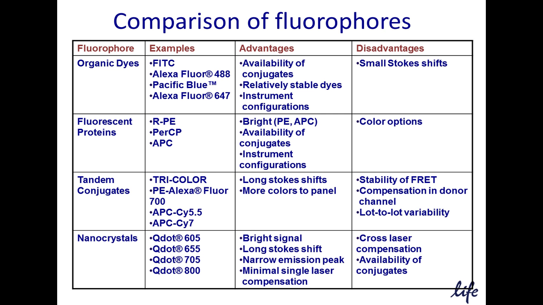Fluorescent proteins are bright, here PE and APC. They are available in a variety of conjugates and can be used in most instrument configurations, but there are limited color options. Tandem conjugates have a longer Stokes shift, and this brings more color options. However, issues include tandem stability, which can cause increased compensation in the donor dye detector, and there is often lot-to-lot variability.